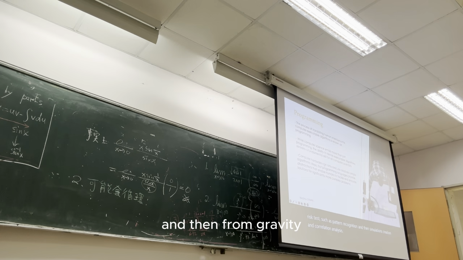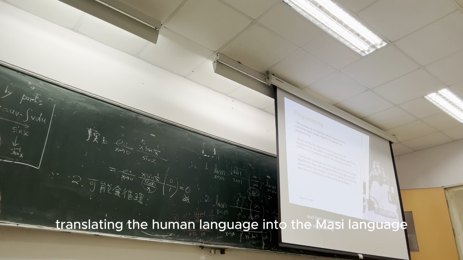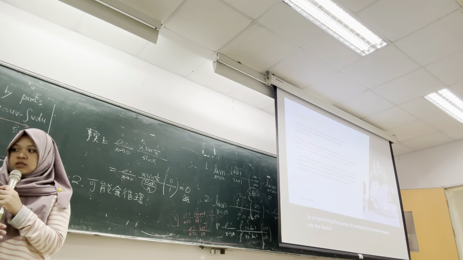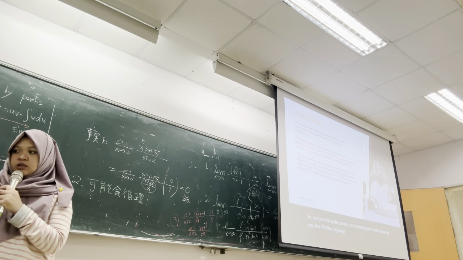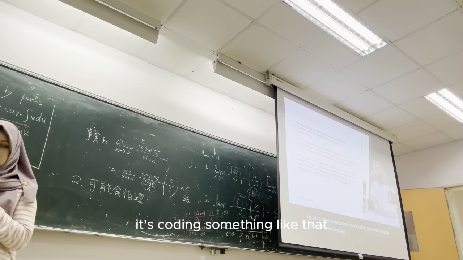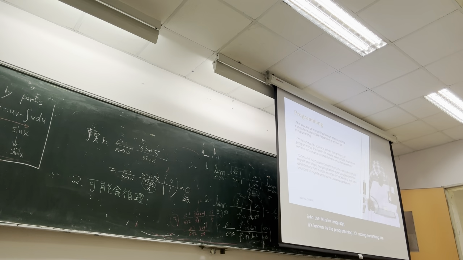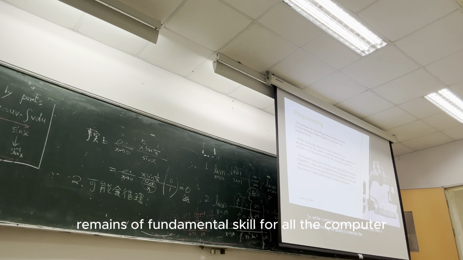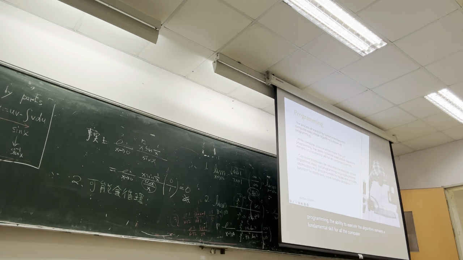And then programming. So programming is the process of translating human language into machine language. It's known as programming, coding, something like that. So while computer science is about more than just programming, the ability to execute the algorithm remains a fundamental skill for all computer scientists.